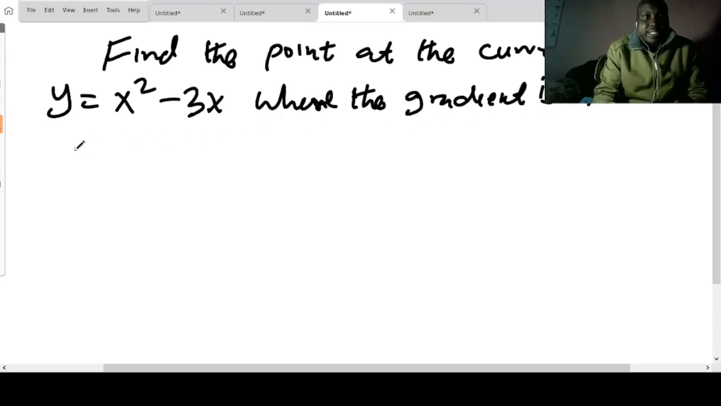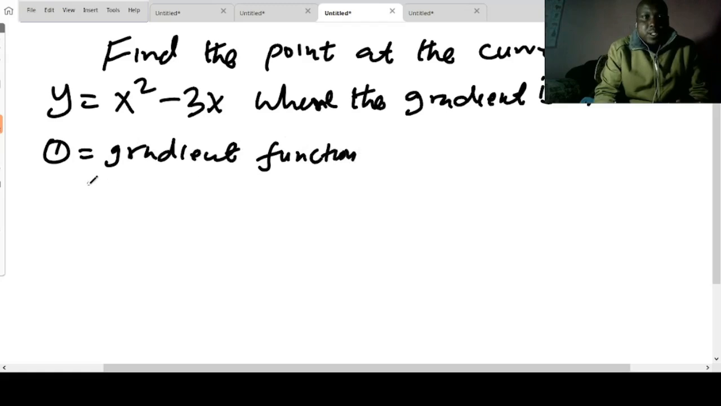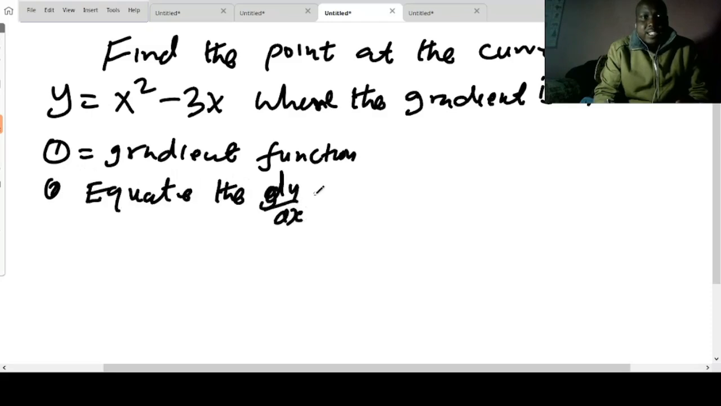We want a point. So solution number 1, find the gradient function. Then number 2, equate dy over dx to the gradient given. That will give you the value of x. So let us do it now.